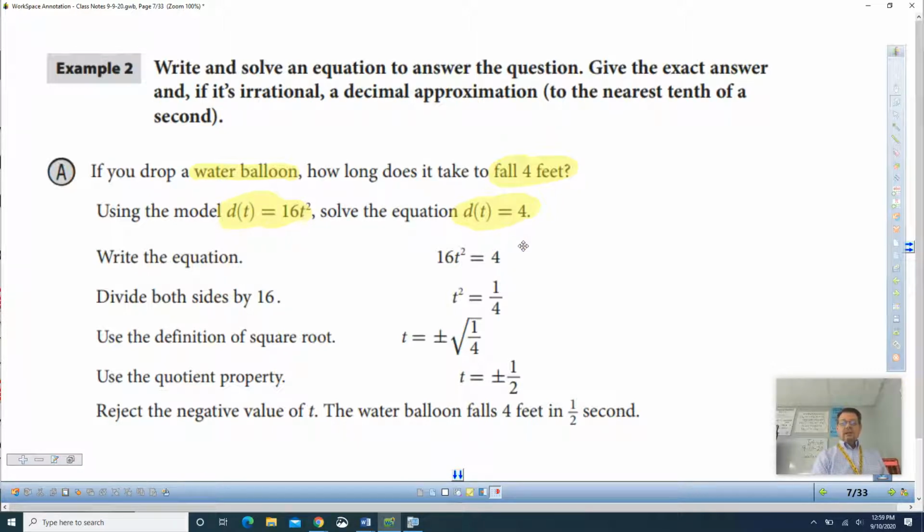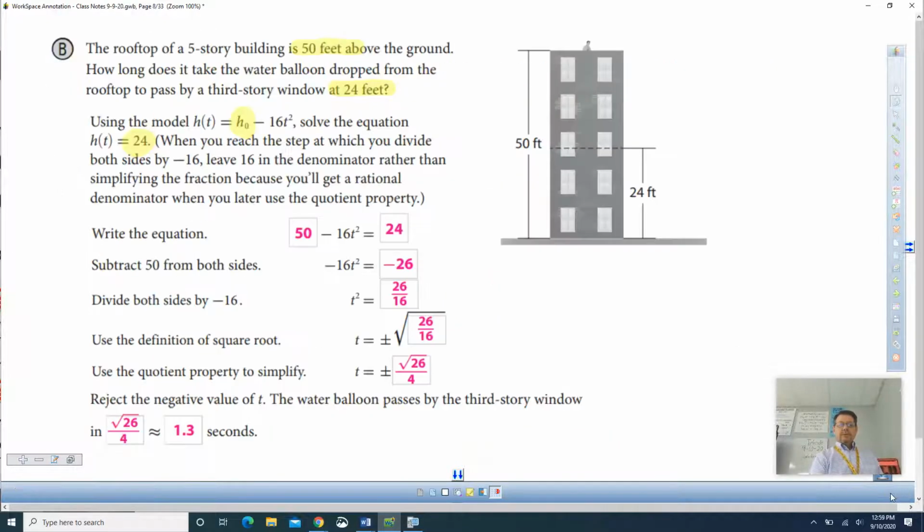How long is it going to take? We take this formula, plug the 4 in there, subtract, divide by 16, and work our way through. That's our example. In the practice problems, they just changed it from a water balloon to an acorn, and instead of 4 foot, 20 foot. So you would just have a 20 sitting here and work your way through that for those practice problems. And then the other one is this one here. We're dropping it from the top of a building, again a water balloon, and not going all the way down.